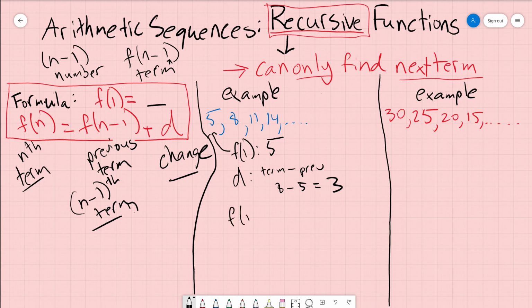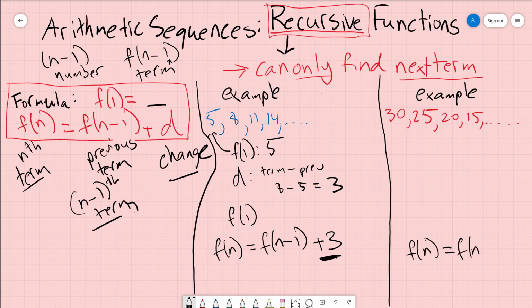So now I'm going to make my recursive function by writing the first term. And then, look, this part never changes. I'm just going to keep writing f of n is equal to f of n minus 1 over and over again. The only thing that I need to put in is d. So even if I started this problem and I knew I needed a recursive function, I could always just start with f of n is equal to f of n minus 1 and then add in the change afterwards.